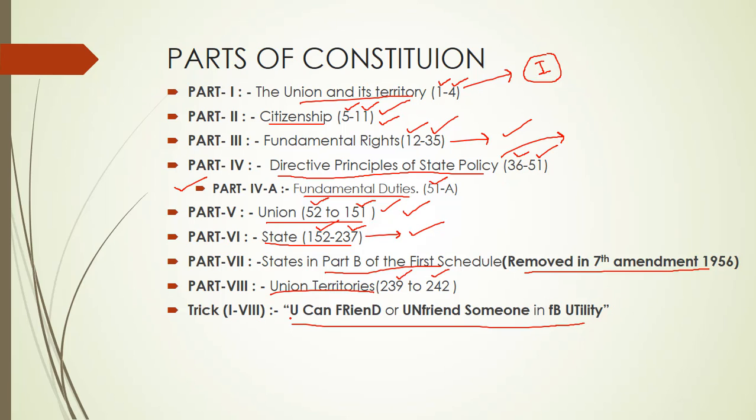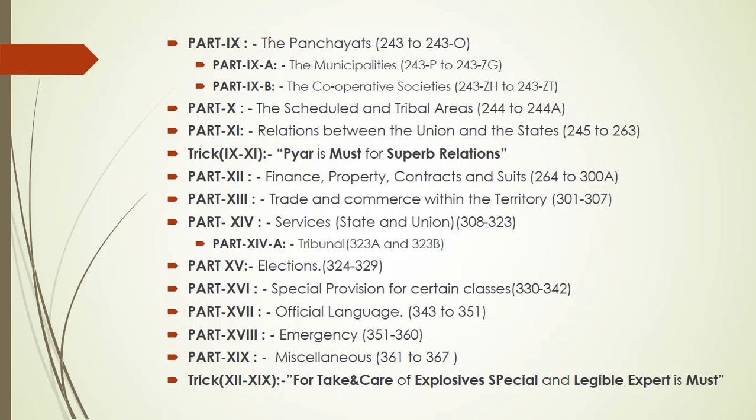U stands for union, C stands for citizenship, FR for fundamental rights, D for DPSPs, UN for the union, S for the states, B for the part B states, that is the seventh and the eighth are nothing but the union territories. Now let's head towards the part 9 of the Indian Constitution.